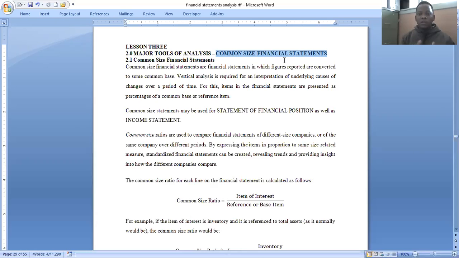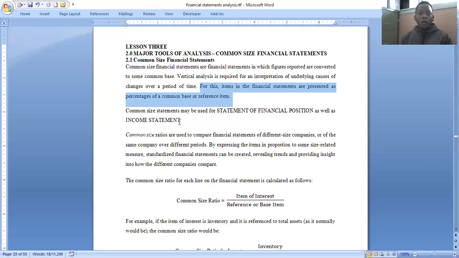Common size financial statements achieve this aim by converting or expressing each item in a financial statement as a percentage of a base item. So what they do is that we express or convert each item in a financial statement as a percentage of a common base or a common reference item.